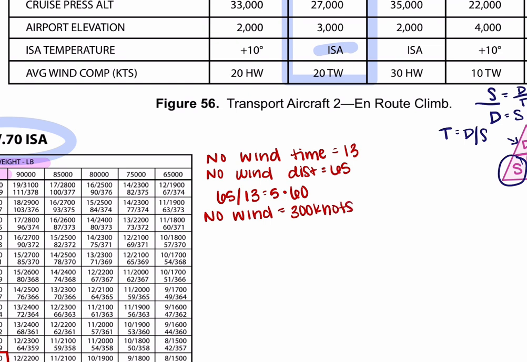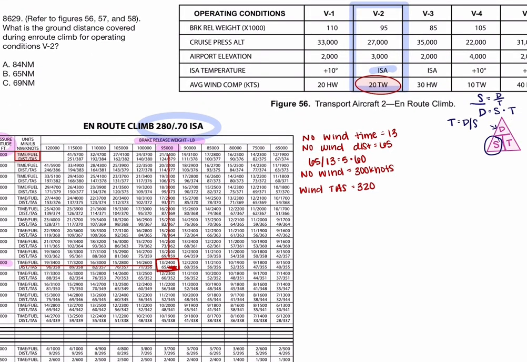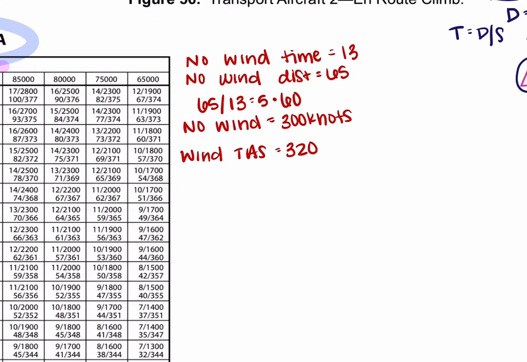Now that we have our no wind speed, we can account for our wind component up here, which is a 20 knot tailwind. Remember that a 20 knot tailwind is going to make you faster, so we're going to add in 20 knots. So our wind true airspeed equals 320 knots. Remember that we're solving for our distance covered, so we need to figure out how fast we're moving and how much ground we're going to cover in 13 minutes.